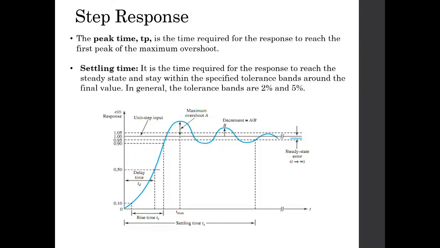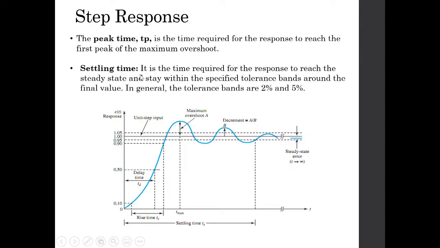Then we have peak time. This is another representation of the second order system response. Here we'll find out what peak time is. Peak time is the time required for the response to reach the first peak of the maximum overshoot. So the peak time is mentioned here. From here to here, this is your peak time.